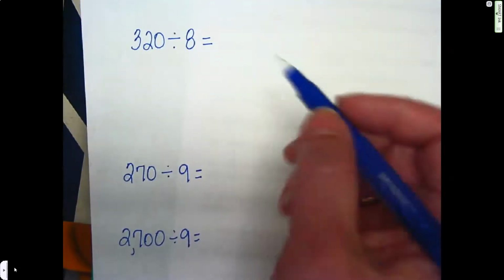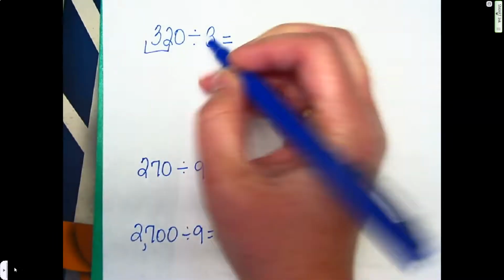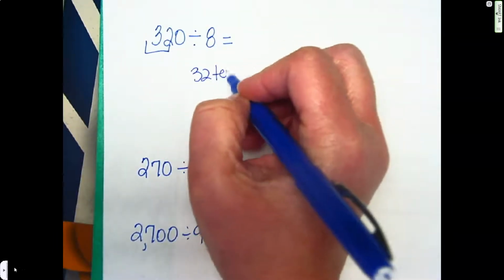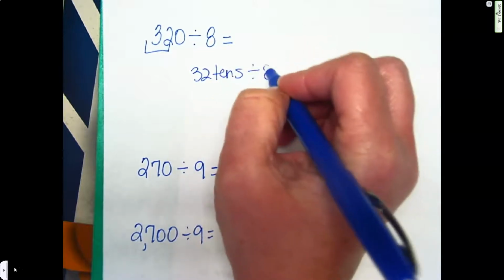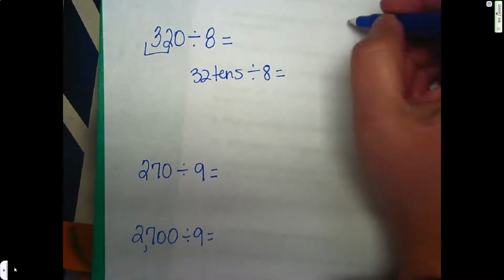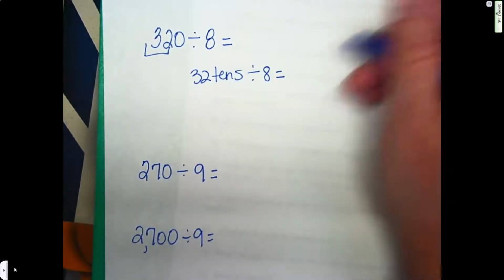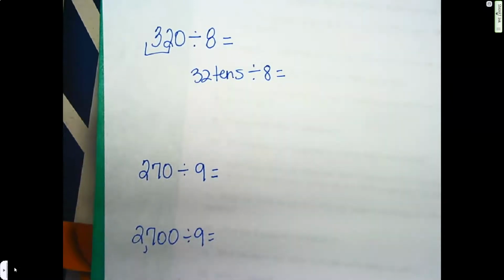So if we think about 320 divided by 8, if I think about how I can make a simpler problem, I know that I made this as 32 tens, and then I divided that by 8. That is a simpler problem. So if I had 8 groups and I had 32 things to divide among those 8 groups, we could draw circles, but that's a lot of circles to draw.